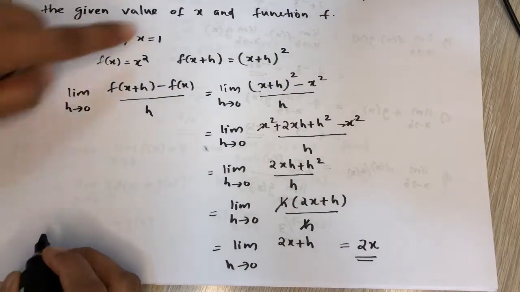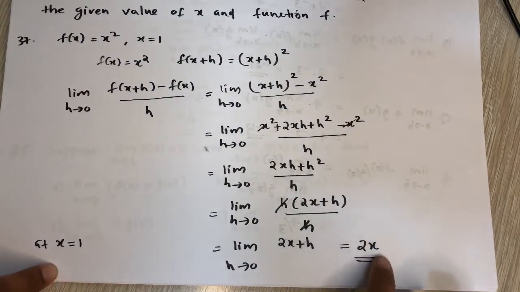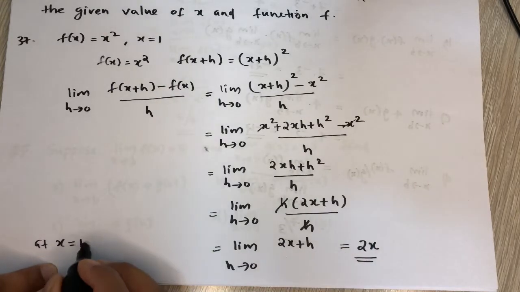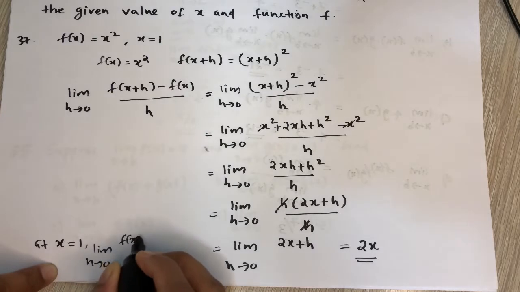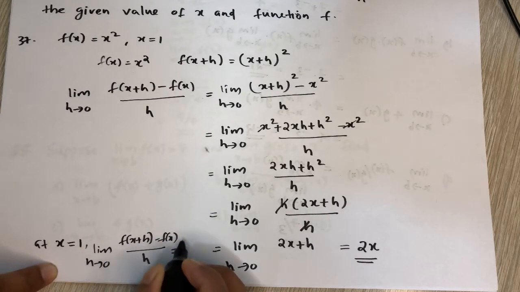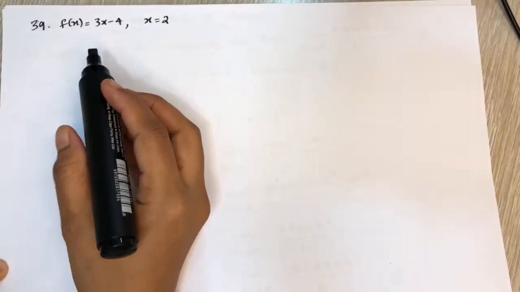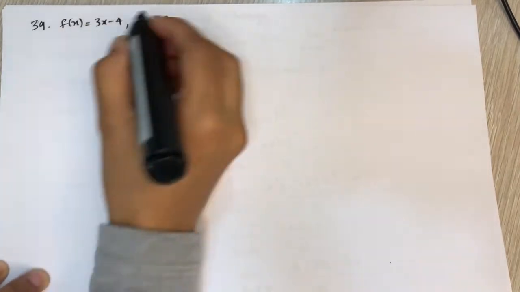At x is equal to 1, this becomes 2x is equal to 2. At x is equal to 1, limit h tends to 0, f of x plus h minus f of x by h is equal to 2. This is the answer. Next question, f of x is equal to 3x minus 4 at x is equal to 2.